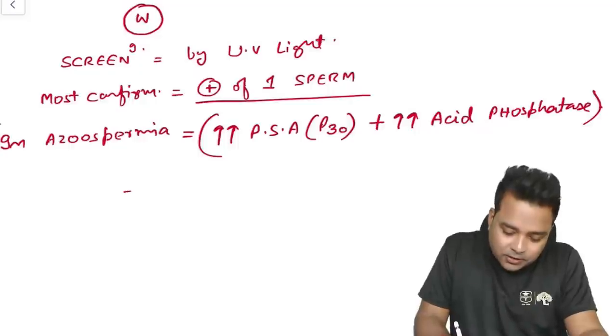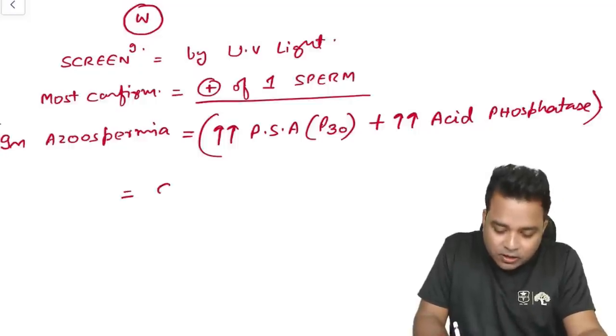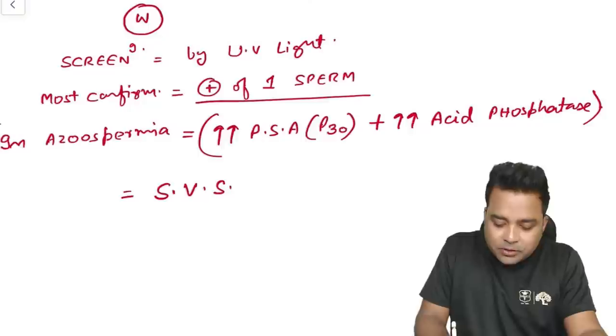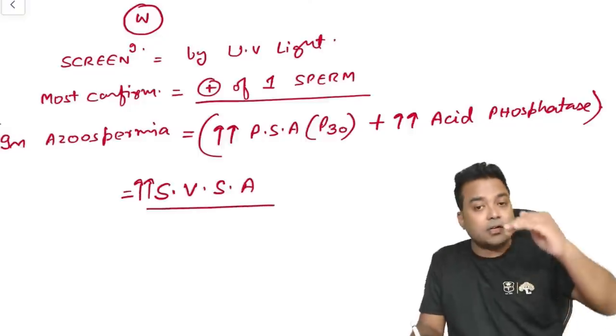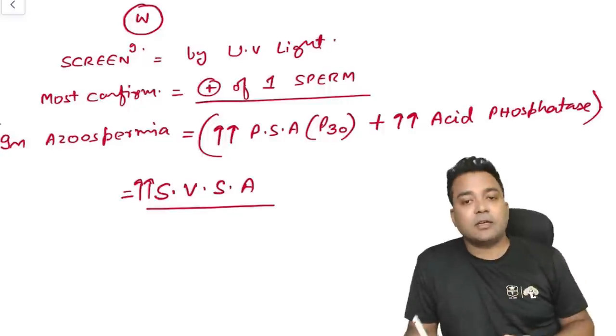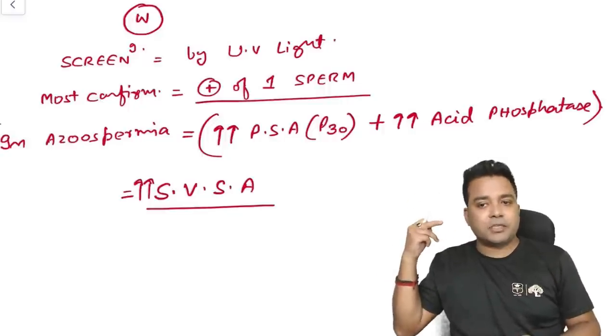You will tell the policeman that yes, seminal vesicle to hoga. So seminal vesicle specific antigens will be analyzed now, which are in high concentration in seminal stains. So this is how you have to answer based on the lines of the question.